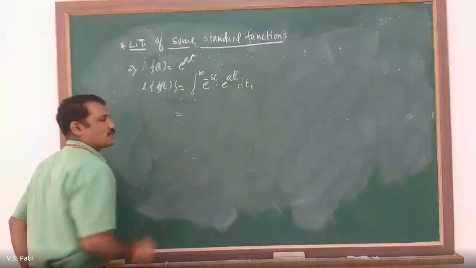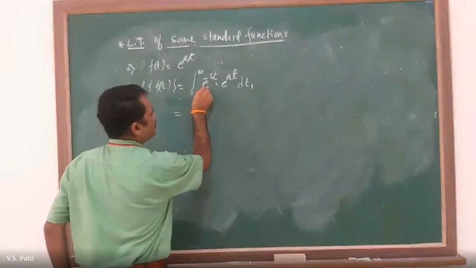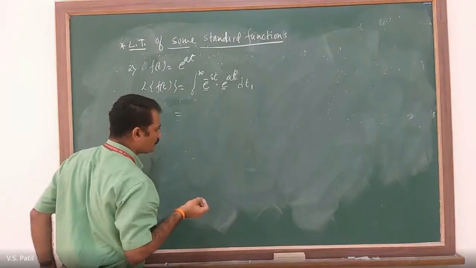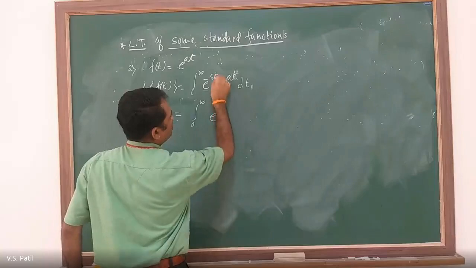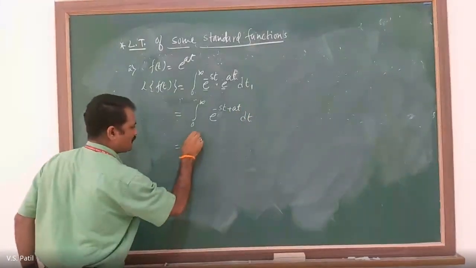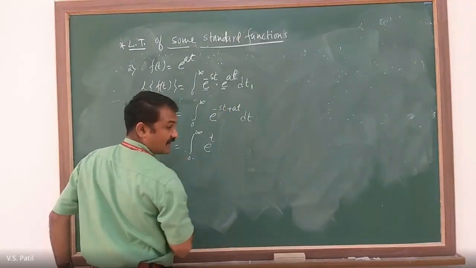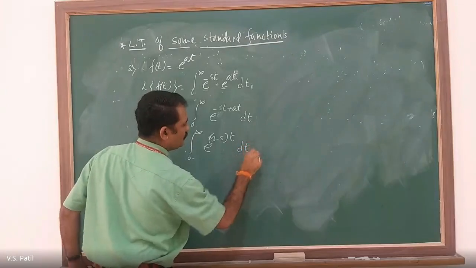Now, you have to simplify this integral. How are you going to simplify? These bases are the same, so you can add the powers. I write this as integration from 0 to infinity of e to the power minus st plus at, dt. This is one step. From these two you can take t common outside, so you can write it as e raised to (a minus s) into t.